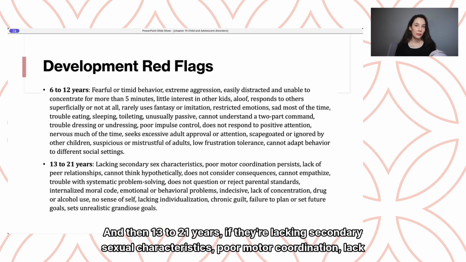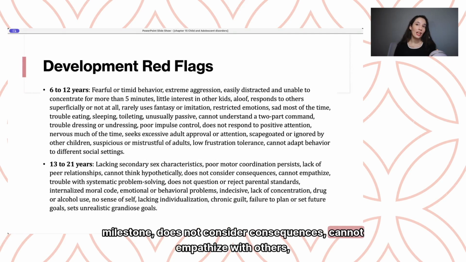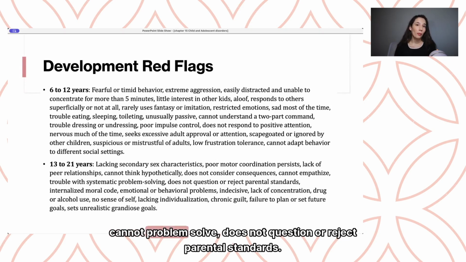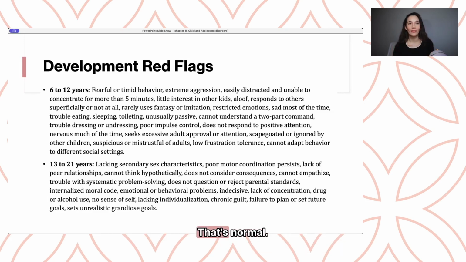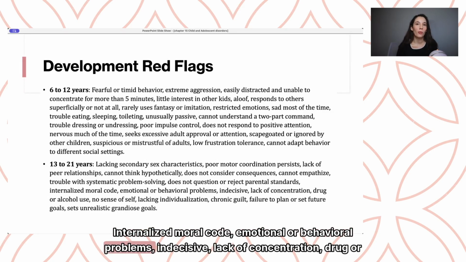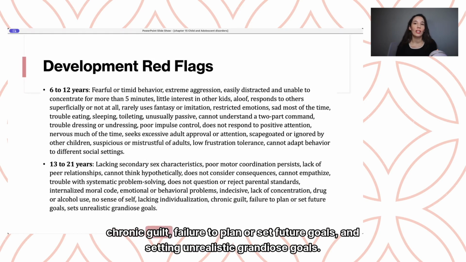And then 13 to 21 years: if they're lacking secondary sexual characteristics, have poor motor coordination, lack peer relationships, cannot think hypothetically, again, that is a big red star for their developmental milestone, do not consider consequences, cannot empathize with others, cannot problem solve, do not question or reject parental standards. So, kids that are slightly defiant in teen years, or at least questioning their parents, right? That is normal. That's normal. They want to understand. Other red flags: no internalized moral code, emotional or behavioral problems, indecisive, lack of concentration, drug or alcohol use, no sense of self, lacking individualization, chronic guilt, failure to plan or set future goals, and setting unrealistic, grandiose goals.